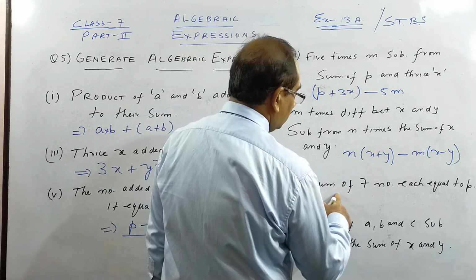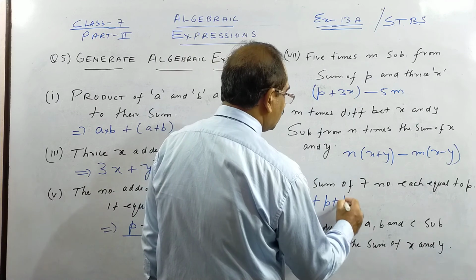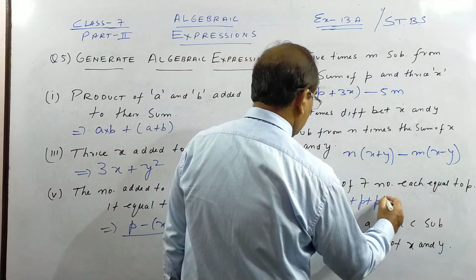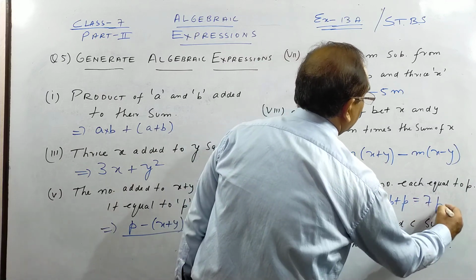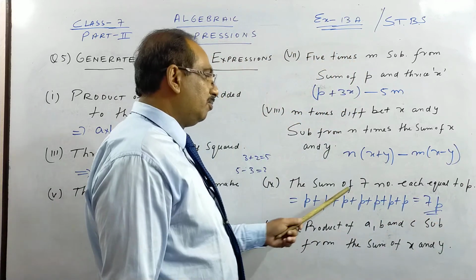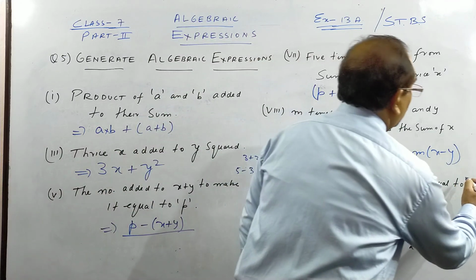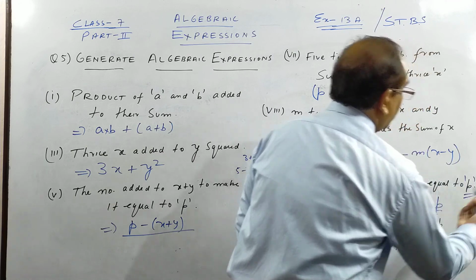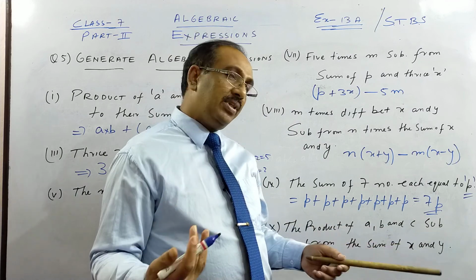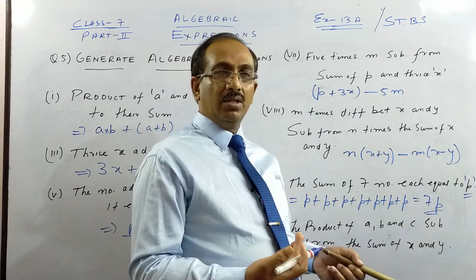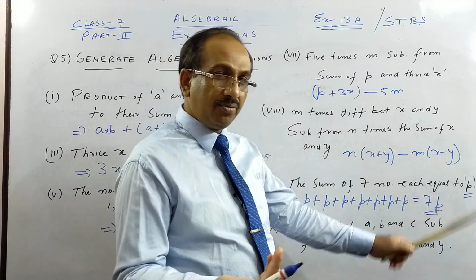Next, sum of 7 numbers each equal to p. So 7 numbers, you have p plus p plus p plus p plus, so 5p, 6p, 7p. So this will be 7p. You can directly write 7p. Sum of 7 numbers each of them equal to p means this is p, children. 7 things, they are p, so it is 7 into p. 7 apples, apple, apple, apple, 7 apples. So I've shown you in both ways. If you write this it will be enough.